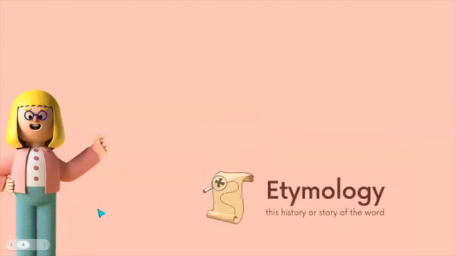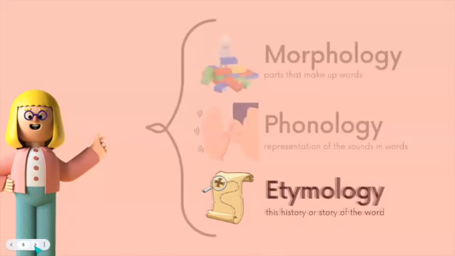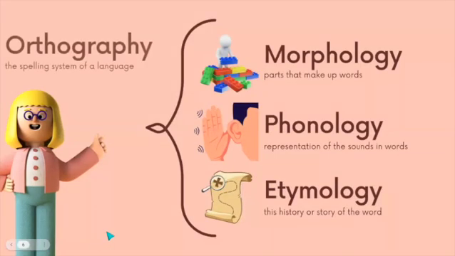And the last part is the etymology of the word, and that's the story or the history of the word. And quite often, when we learn the story of the word, the spelling of the word all of a sudden makes sense. All of these pieces together is considered orthography, and orthography is the spelling system as a whole. These are the things that we're going to look at when we start to explore and play with words.